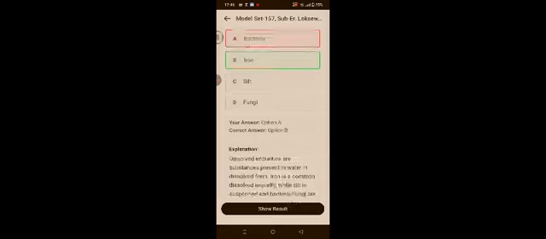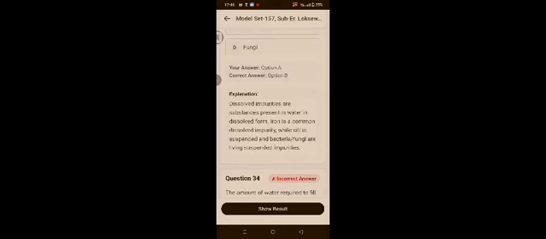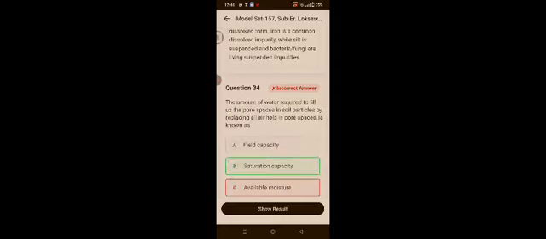Dissolved impurity consists of iron. Dissolved impurities are substances present in the water which are dissolved in it. Iron is a commonly dissolved impurity, while silt is suspended, and bacteria and fungi are living suspension impurities.